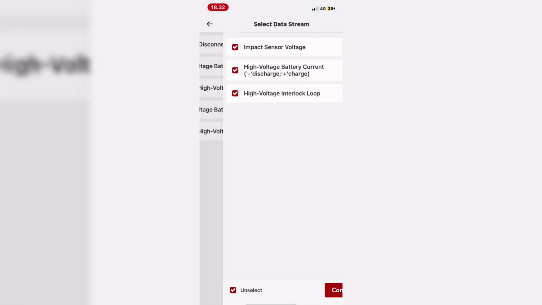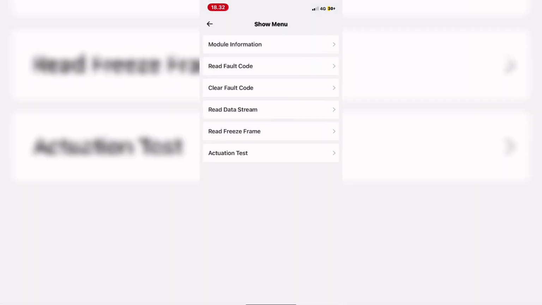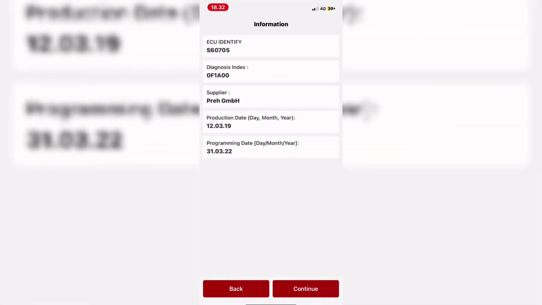Battery voltage, low voltage side, 13.8. It was running a bit low, actually, wasn't it? Should be over 14 volts, that. Perhaps it was switched off, who knows.